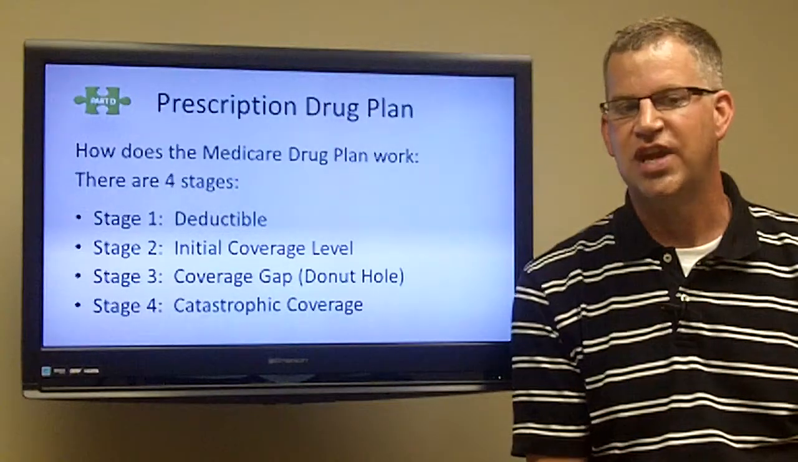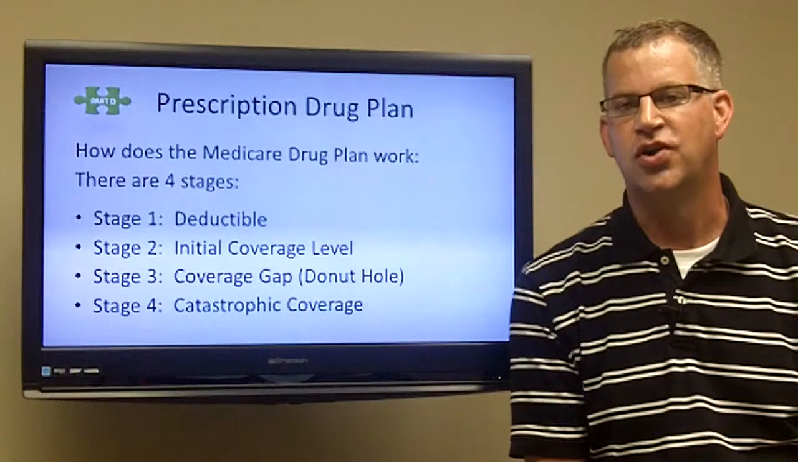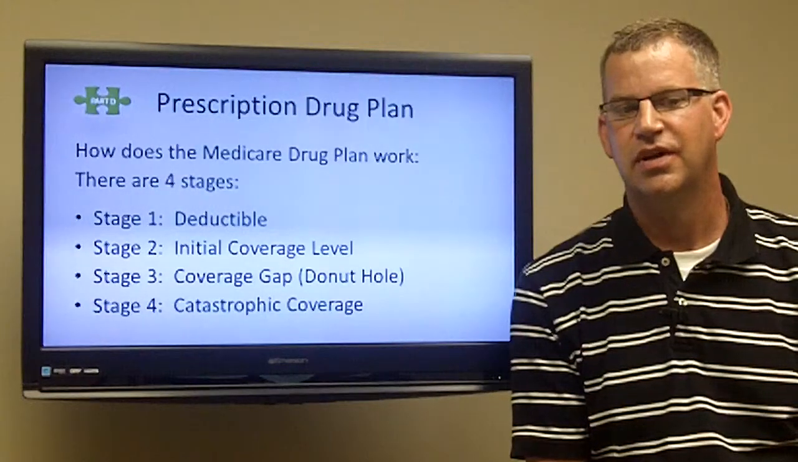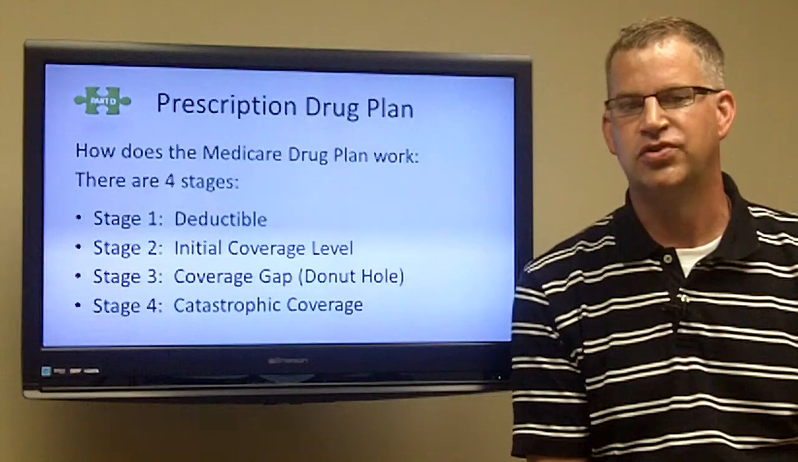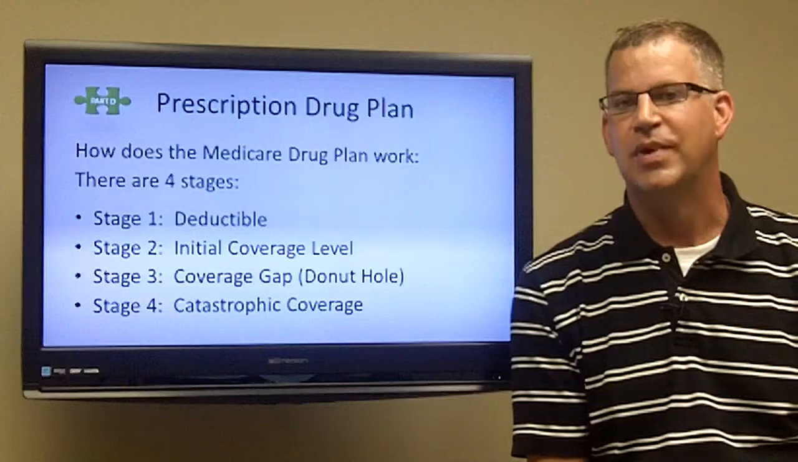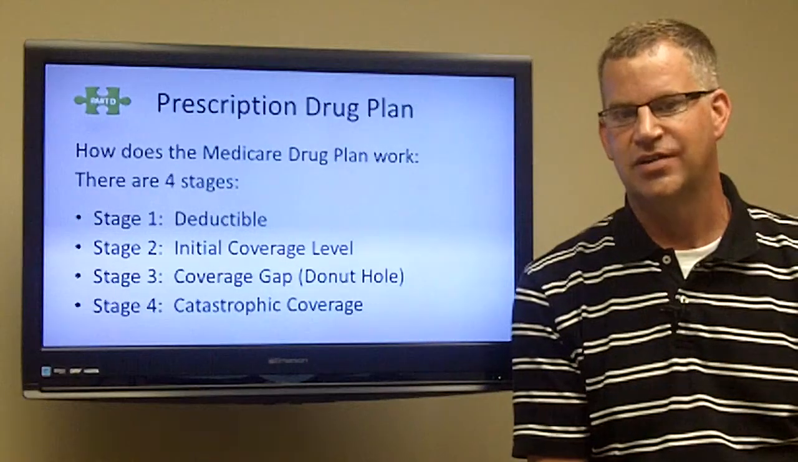Those 4 stages are: stage 1 is a deductible stage. Stage 2 is called the initial coverage level. Stage 3, and this is one everybody knows about, it's very notorious, it's the coverage gap, better known as the donut hole. And then stage 4 is called catastrophic coverage.